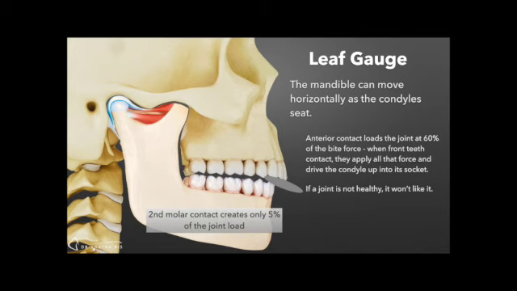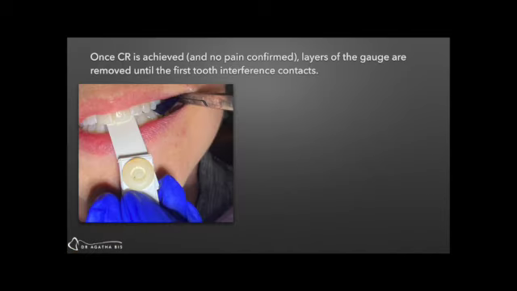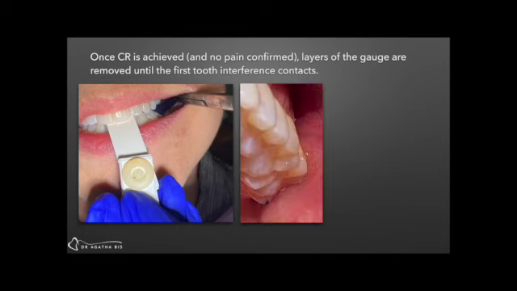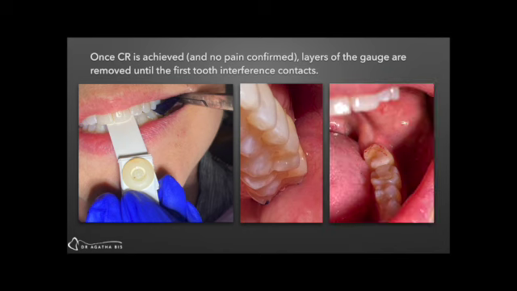So here's a patient that was having a lot of muscle pain, but she also, and you're going to see it in a second, had a ton of wear in the posterior. Once we get the patient into CR and there's no pain, then we simply remove layers of this leaf gauge until you get your first tooth interference or tooth contact. And so here it is. Her second molar hits the lower second molar, and then she'll slide forward.